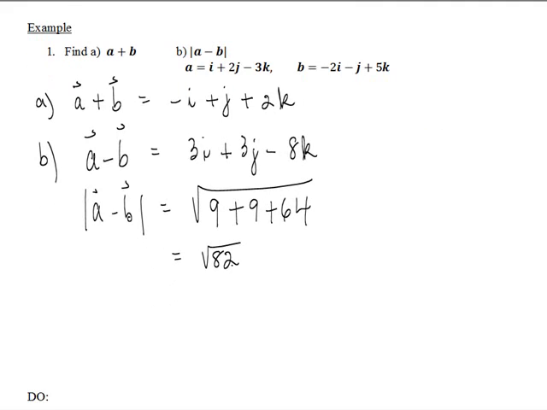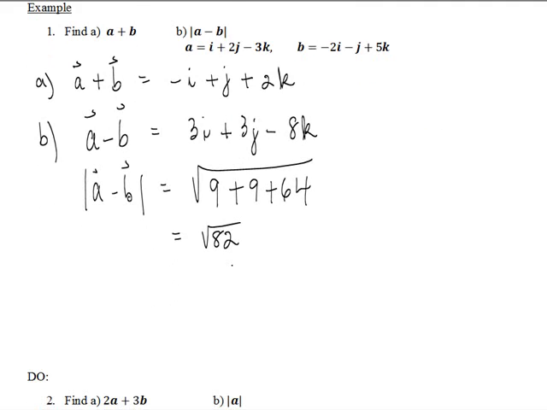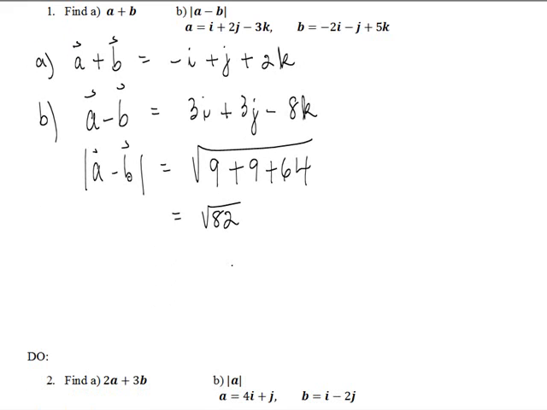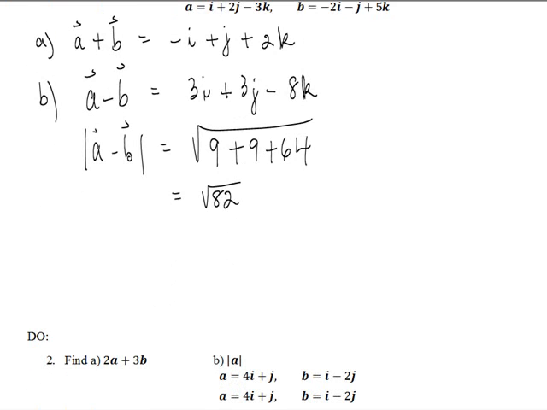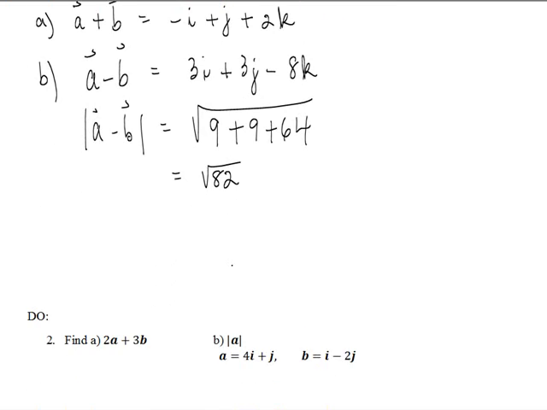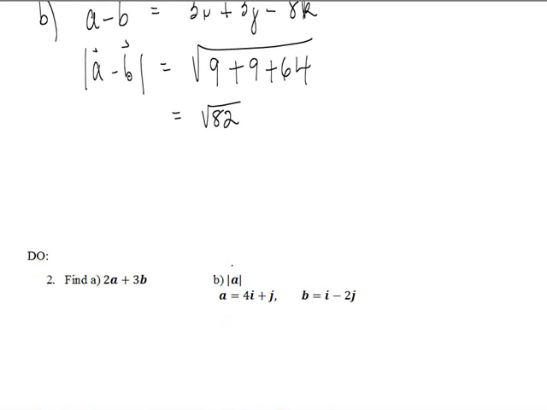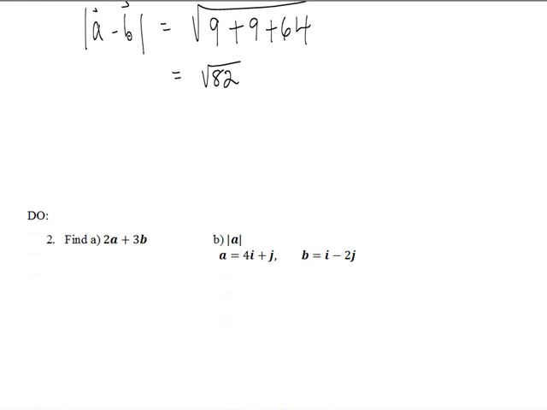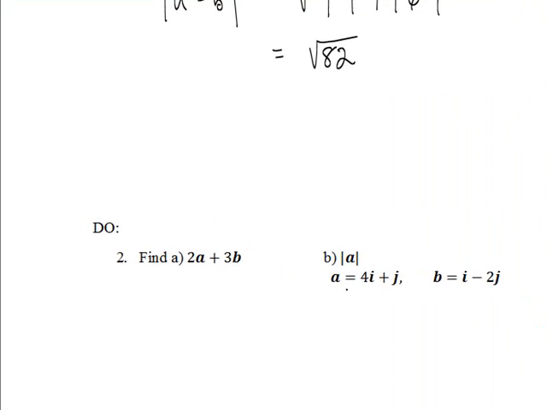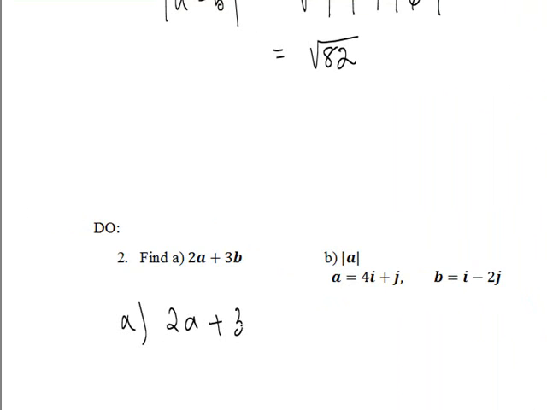Okay, so try the other one on your own, and we'll go over it again. There are two different vectors. Don't use the A and B on top, okay? Okay. Can somebody give me your work for 2a plus 3b, please?